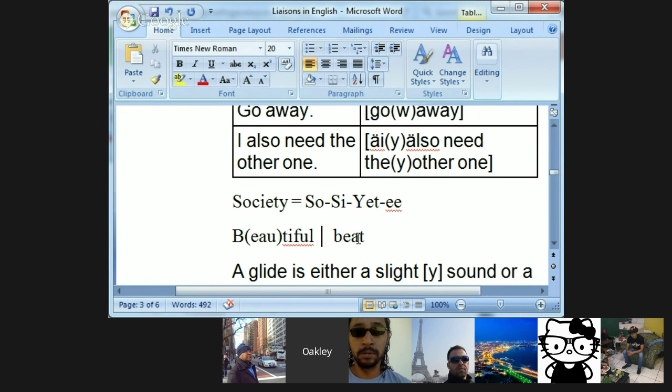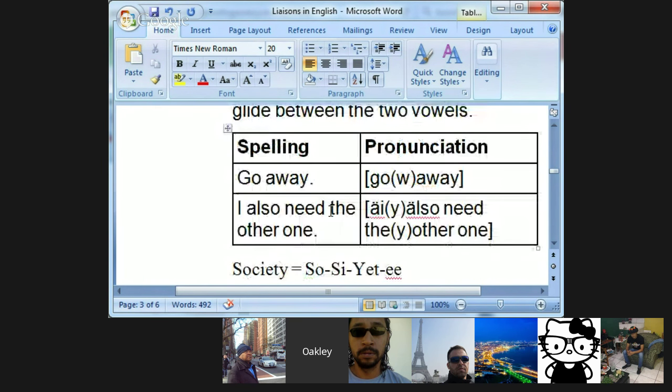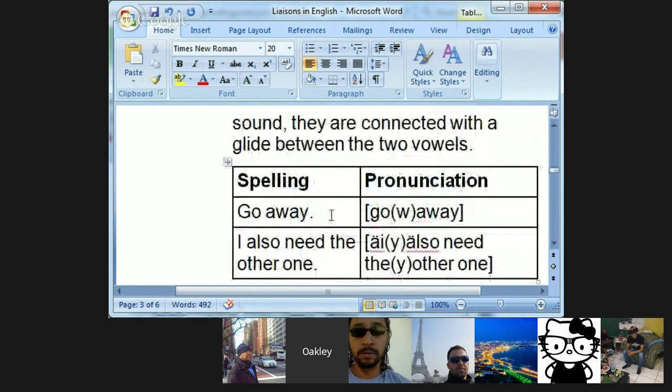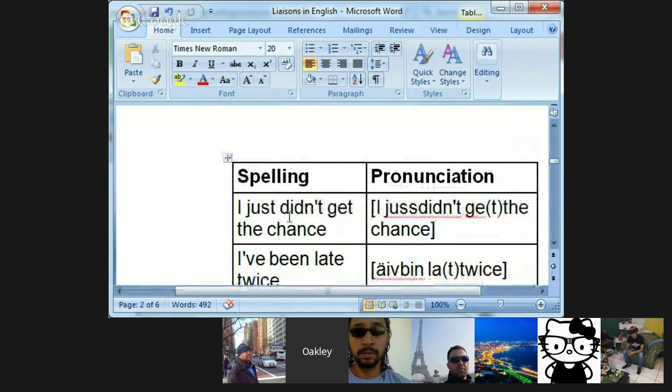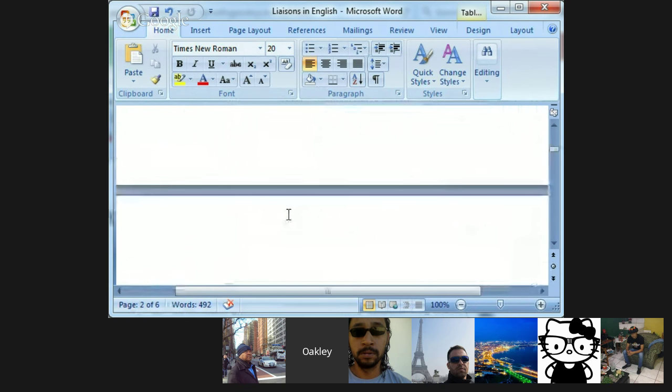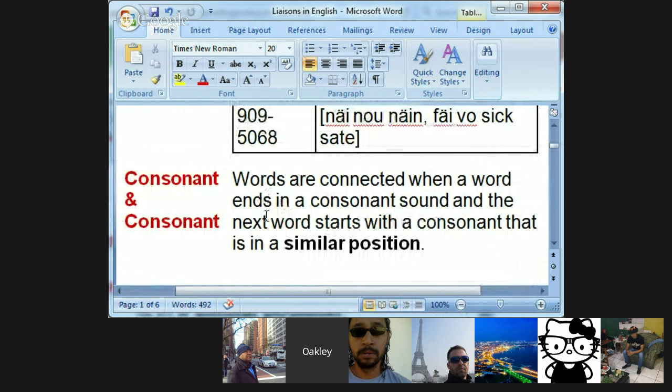All right, so that's it. That's the idea of using a glide to connect two vowel sounds. Very simple, really. Now let's go to our consonants. This gets a little bit tricky. Consonants to consonants. This is the tricky one.